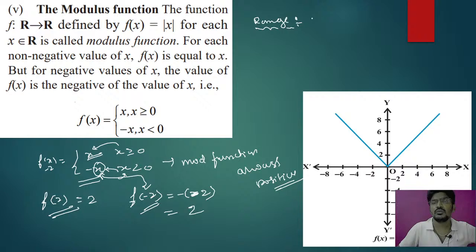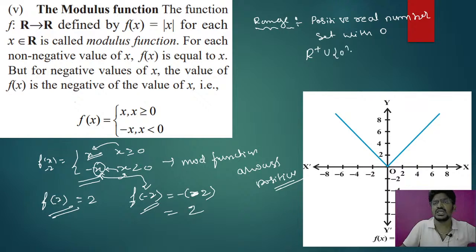That is the positive real number set, the real number set with 0. That is R plus union the singleton set 0. That is closed at 0, open at infinity.